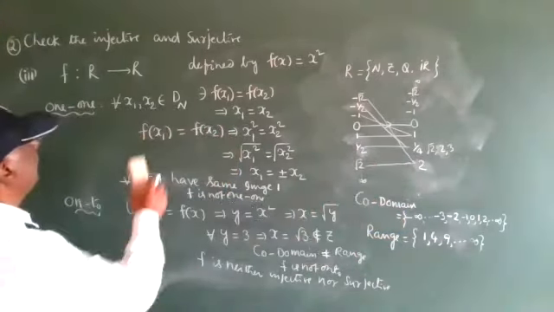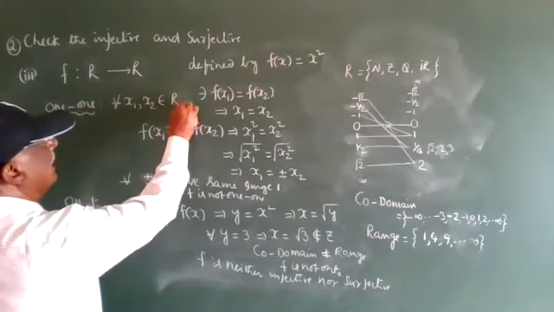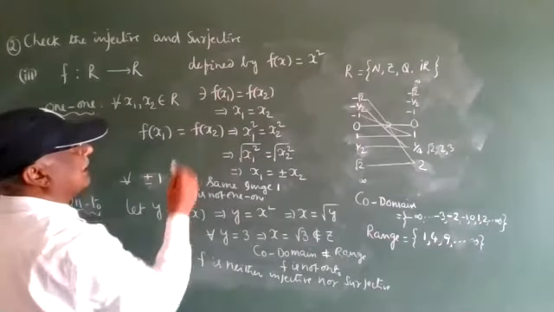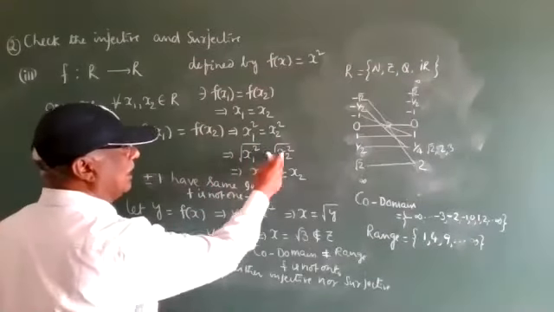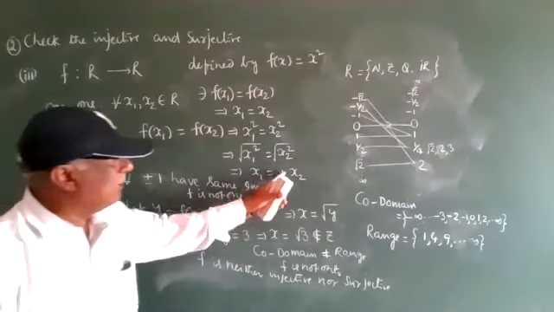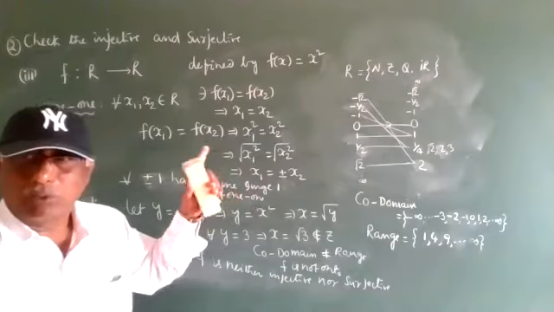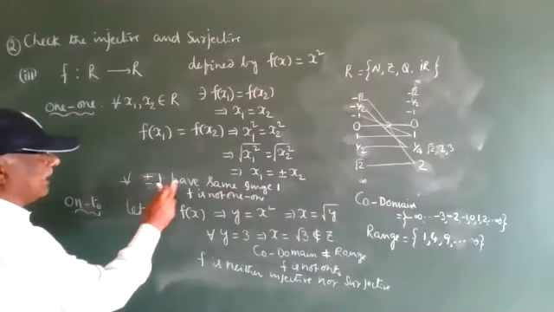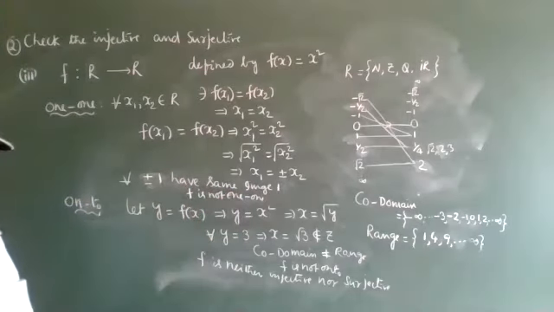Write down: for all x1, x2 belonging to the real numbers, f of x1 is equal to f of x2. We have to show that x1 is equal to x2. But x1 squared equals x2 squared gives x1 equal to plus or minus x2. That means two elements have one image. The plus element and the minus element both have one image only. Therefore plus 1 and minus 1 have the same image 1, so f is not one-one.